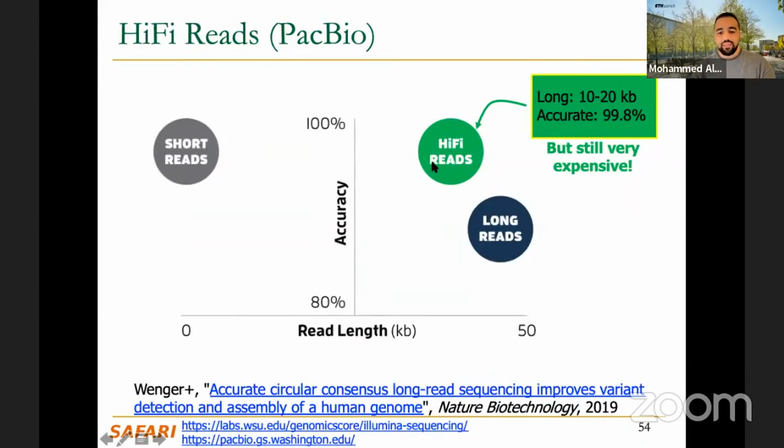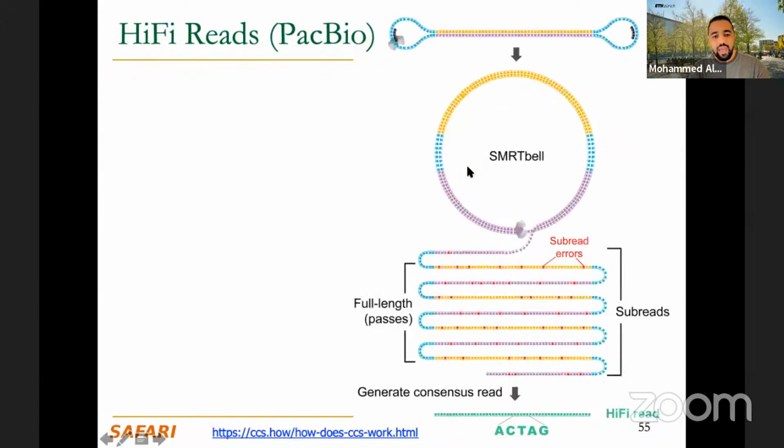Now, recently we got a new type of data that we call PacBio reads, which is the company name, and they give you a type of read that we call HiFi, or high fidelity read. And this read is somewhere between the two technologies. It is not as long as these reads, not reaching 2 million, but something around 10 to 20,000 long, and it's very accurate. Why is it accurate?